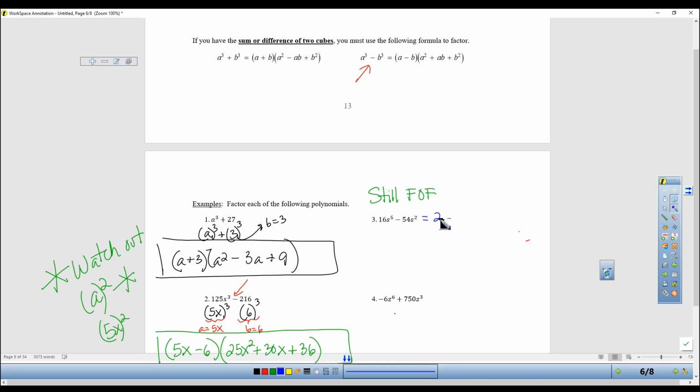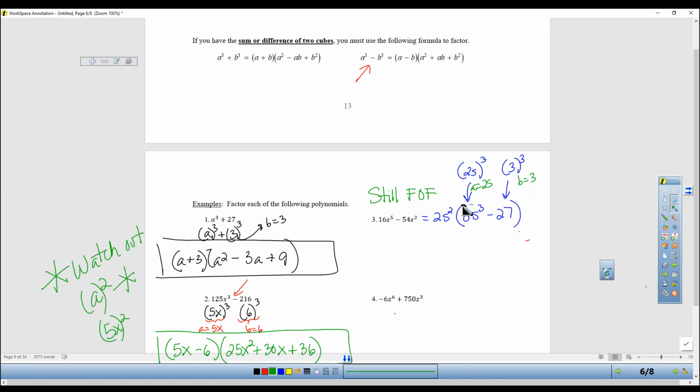So I can take a 2 and an s squared out of both of these. That leaves me with 8s to the third minus 27. I see a cube minus something else, and so I try to figure out if it's going to meet this formula. And sure enough, this is 2s cubed. If I cubed 2s, I would get 8s cubed. And then 27 is 3 cubed. Therefore, A is 2s and B is 3.